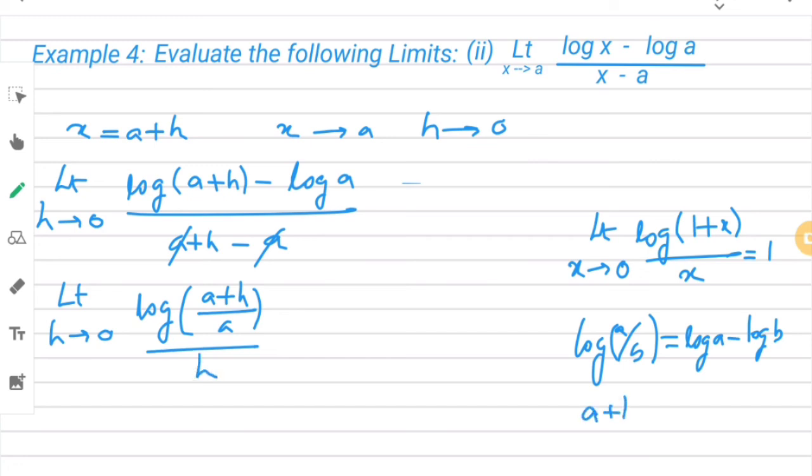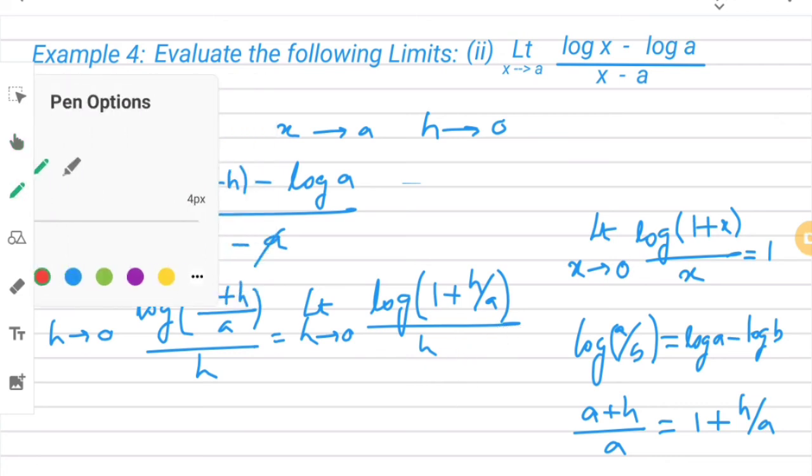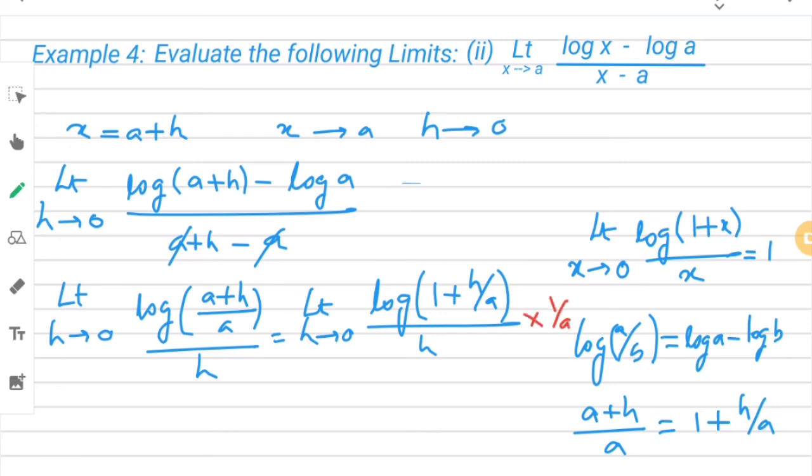Now I am having a plus h by a, and this can be written as 1 plus h by a. If you want, you can verify this. 1 plus h by a, while taking an LCM or making a simplification, you will get a plus h by a. So limit h tends to 0 of log of 1 plus h by a whole divided by h. And here we are having h by a, here we are having only h. So I am going to multiply and divide by 1 by a. So 1 by a, and this whole thing has become 1. So 1 into 1 by a. Your answer is 1 by a.